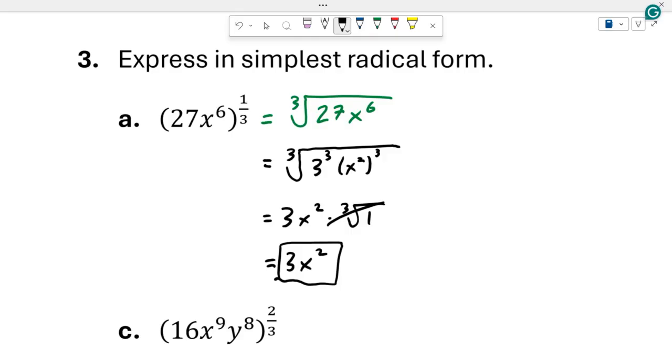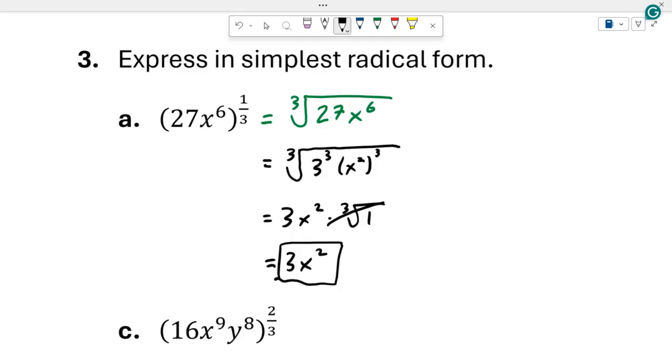And so when you pull it out from underneath the root there, each bunch has 3 of them, so you're left with just 1, but the root essentially goes away. So final answer for 3a is 3x squared. There's alternative ways to approach that problem.